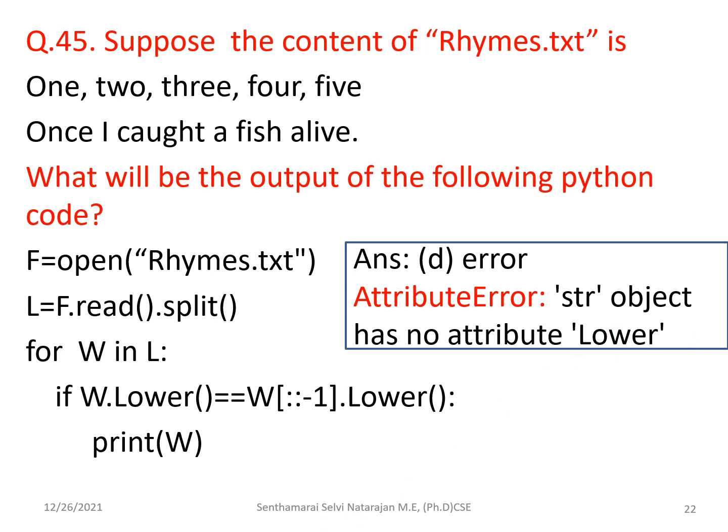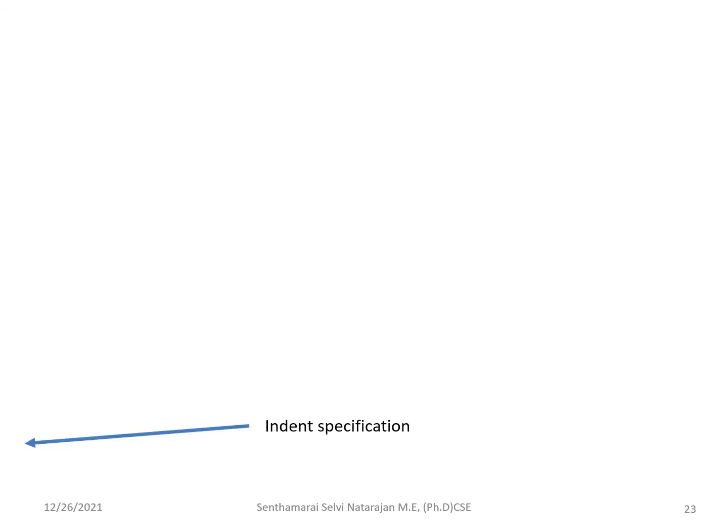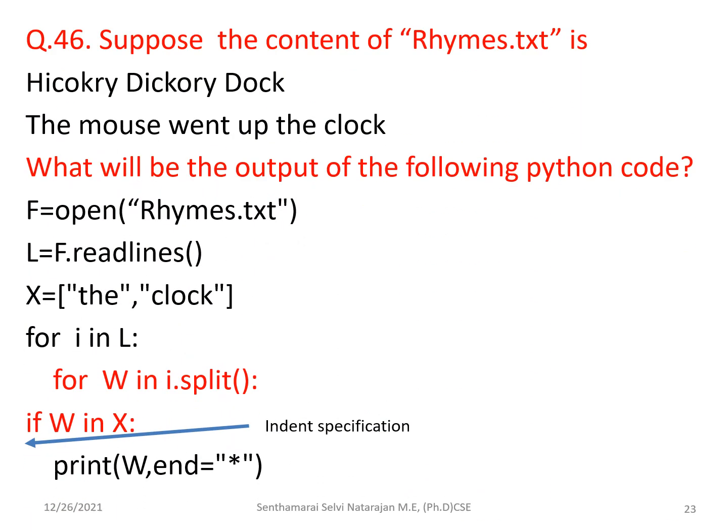So you have to remind yourself of the functions which are available related to strings. Moving to the next question, 46, here they have given a text file and again they are asking to print something, that is the output. You see here, this is the file with the text Hickory Dickory Dock.